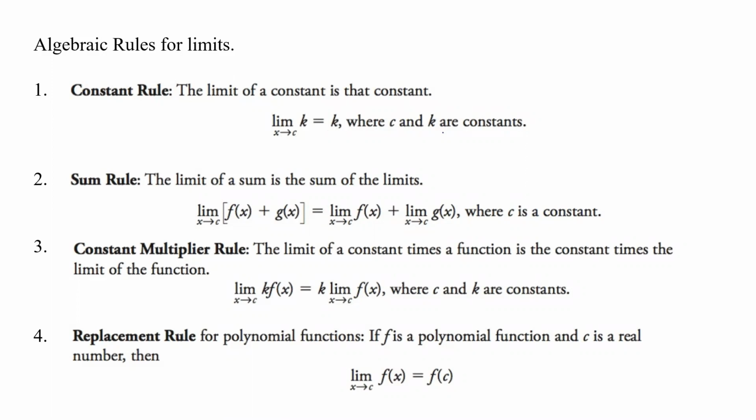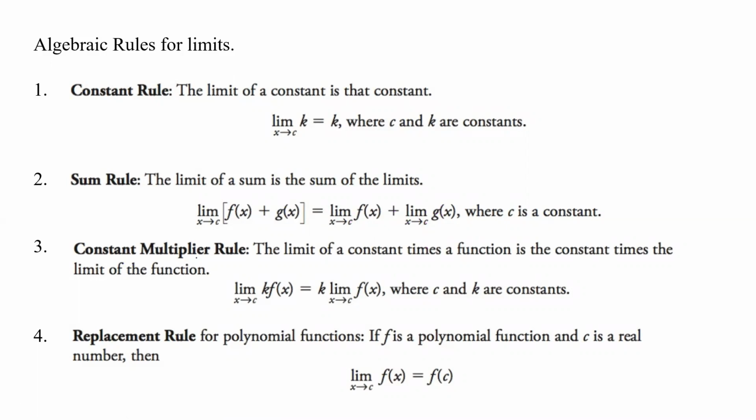Where c and k are both constants. Then we have the sum rule. The limit of a sum is basically the sum of the limits, and so we can split it apart. So we have this limit of f of x plus g of x. Well, we can split that into the limit of f of x plus the limit of g of x. And again, they're both approaching c, which is some constant. So we can solve this one, and then add it to whatever we solve that one for, and then we can add them together and get the actual limit.